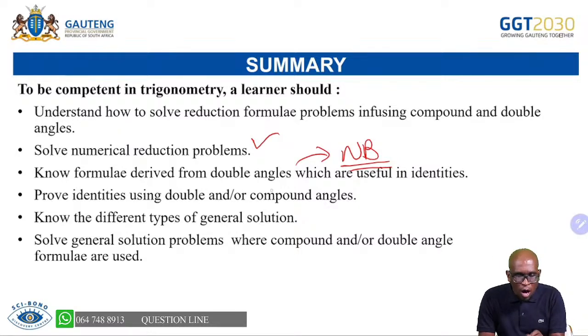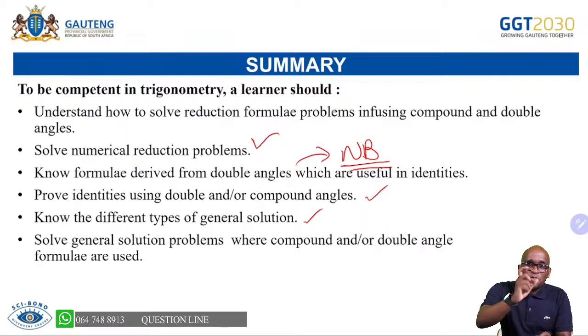We should also know how to prove identities. You are competent if you know how to work with the different types of general solutions, just to know how to address each general solution type, and then you should know how to solve general solution problems where compound and double angles are infused.